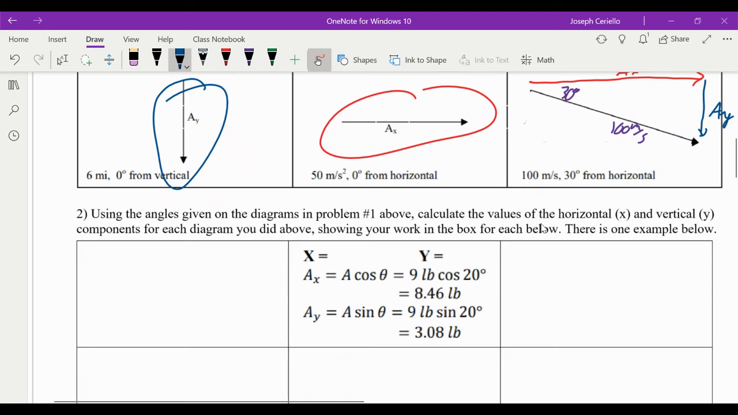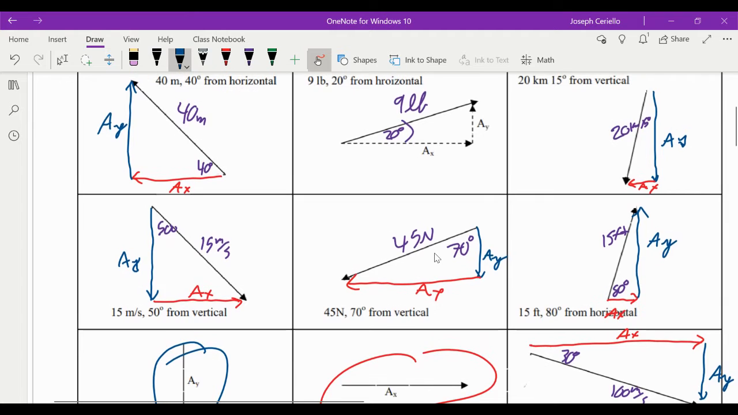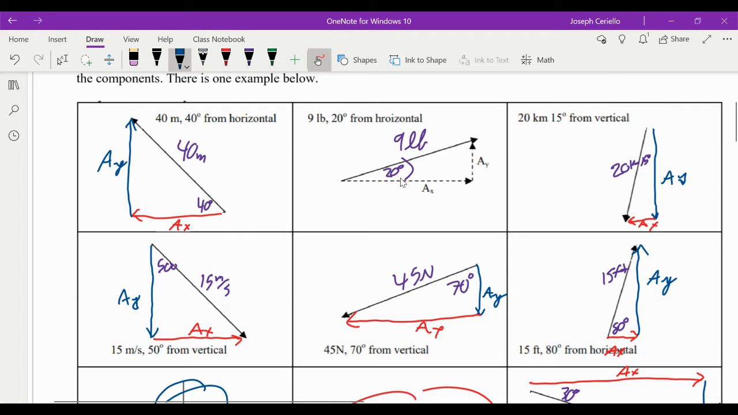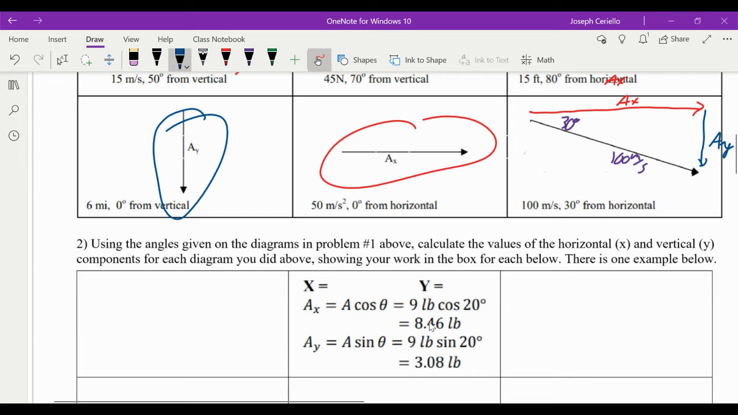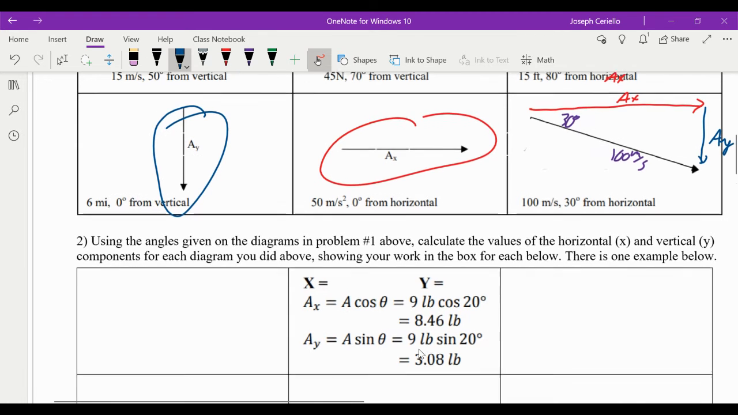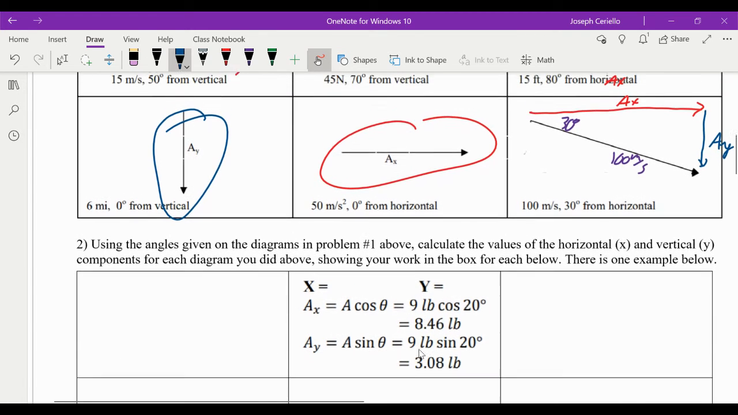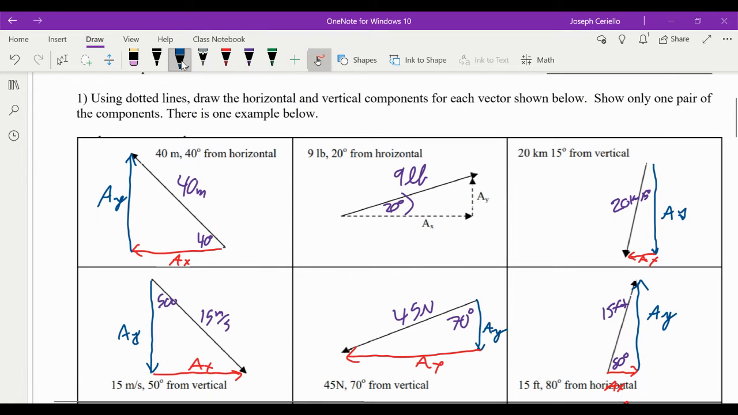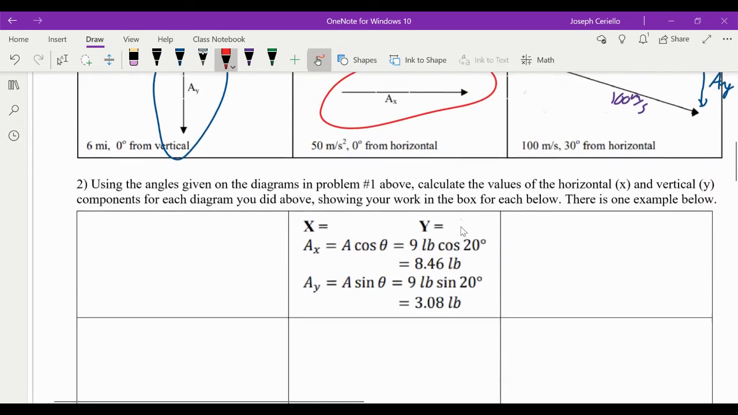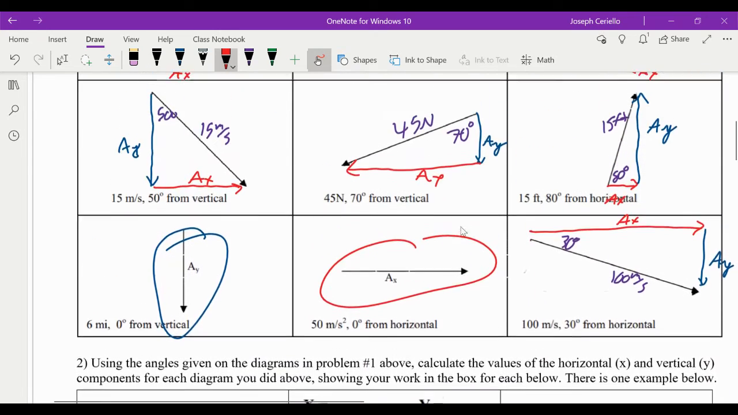Now it says, using the angles given in the diagram, calculate the values of AX and AY. Okay, great. So notice here for this one, we have 20 degrees and 9 pounds. So AX is A cosine theta, AY is A sine theta. So we get the x and y components. If you wanted to, you could write those in there. AX would be 8.46 pounds, and AY would be 3.08.